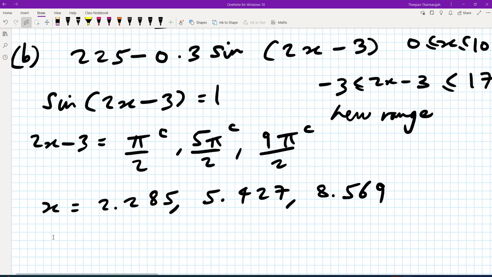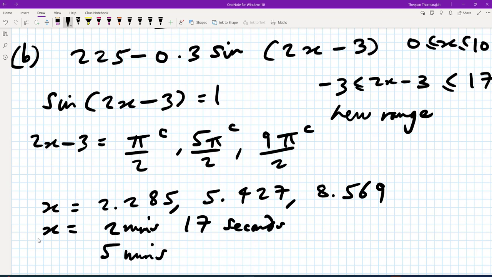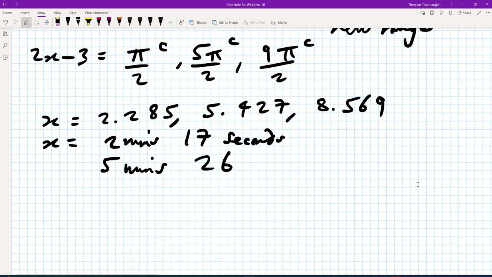We'll get x is going to be 2 minutes 17 seconds, 5 minutes and 26 seconds, and then we're going to get 8 minutes and 34 seconds. Let's write it down. 8 minutes and 34 seconds.